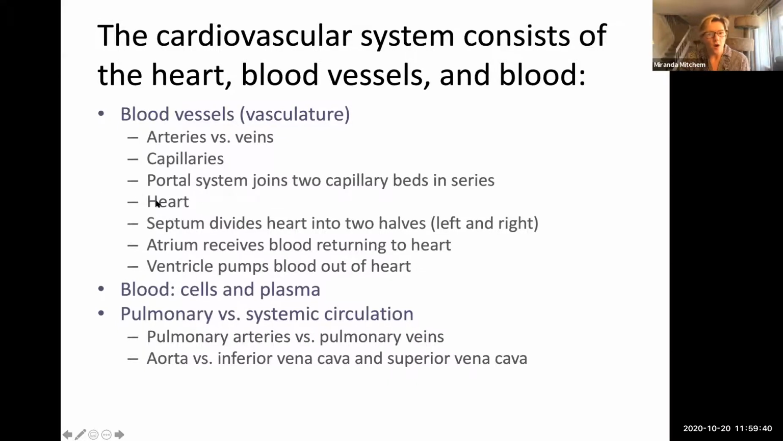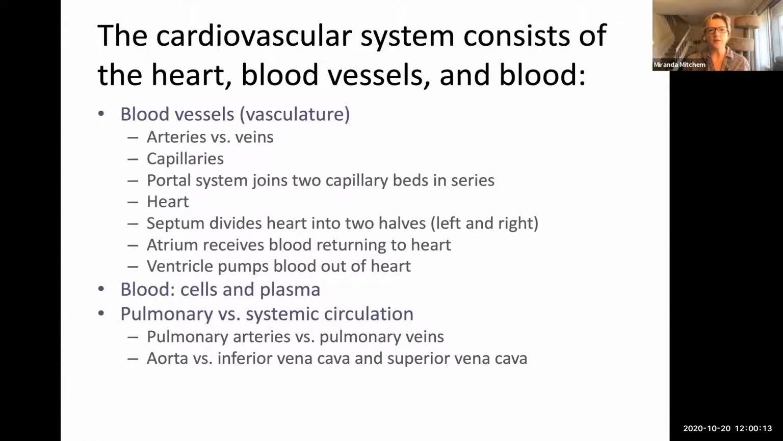Of course, we have our heart, and the heart is divided by the septum into the left and the right heart, which have drastically different functions. The atrium receives the blood that comes back into the heart, where the ventricle pumps it out. Now, our blood is divided into the plasma and then the cells that are in it. So plasma is the liquid component of the blood.